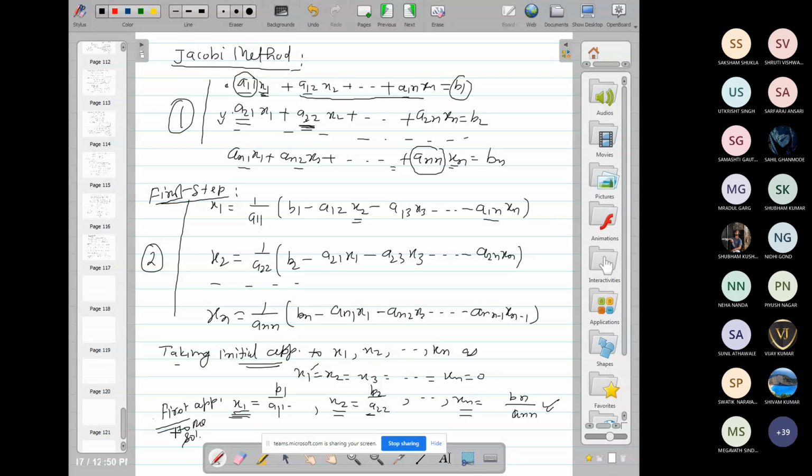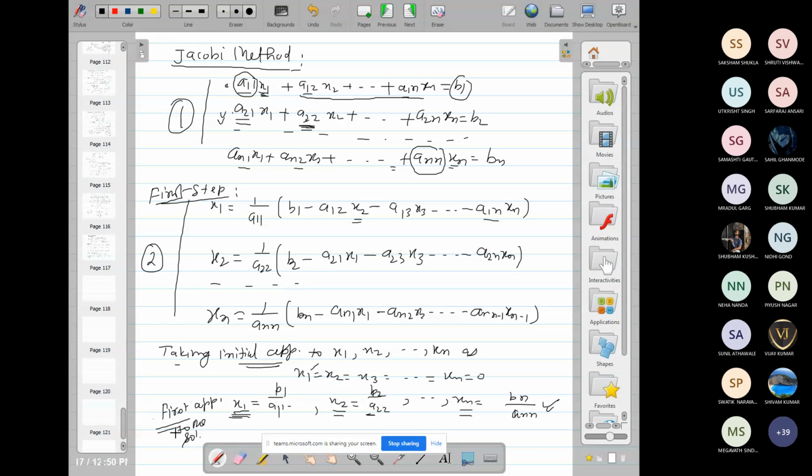So continuing in this way, we obtain the solution, approximate solution, this converges to exact solution in finite number of step. This is Jacobi method.